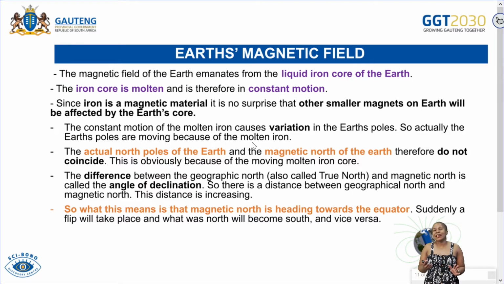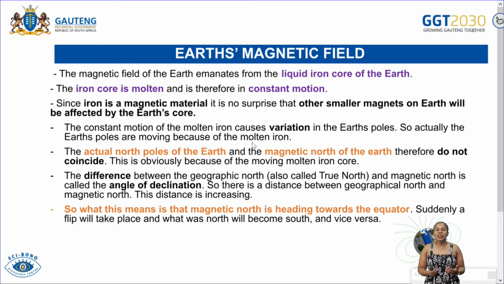Now, the magnetic field of the Earth emanates from the liquid iron core of the Earth. Okay, now because the iron core is molten, when something is molten, is liquid-like, and therefore it is in constant motion. It's not stagnant, it's not stationary, it is in constant motion. Now, since iron is a magnetic material, it is no surprise that other smaller magnets on the Earth will then be affected by what? By the iron, the molten iron core of this Earth.